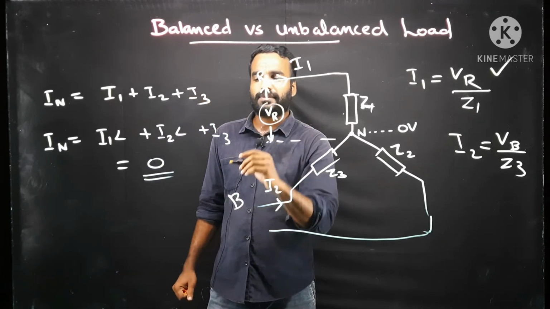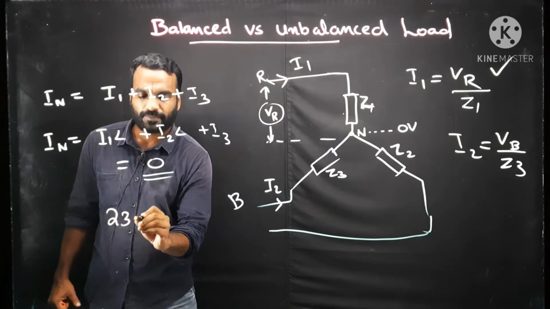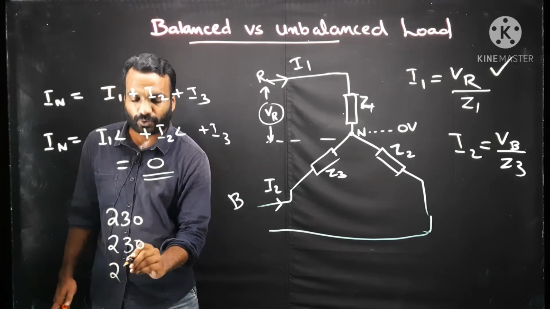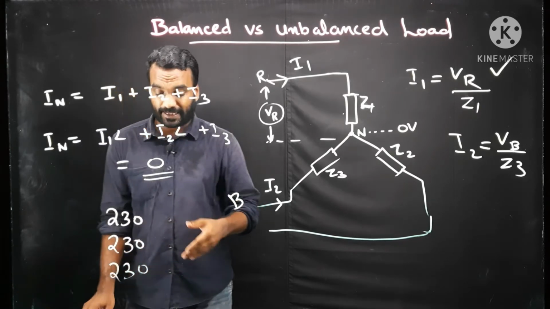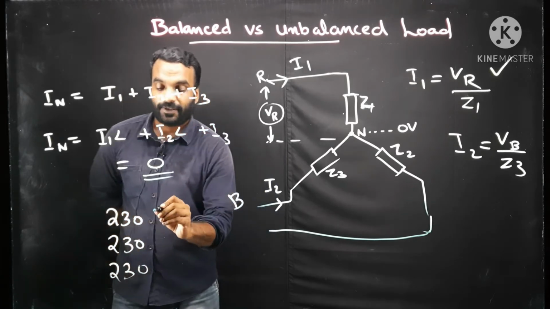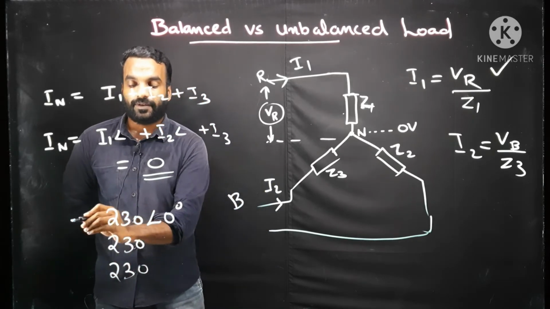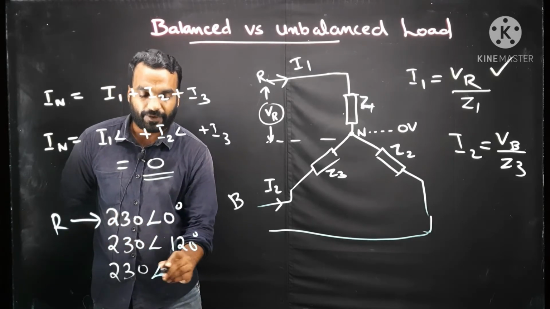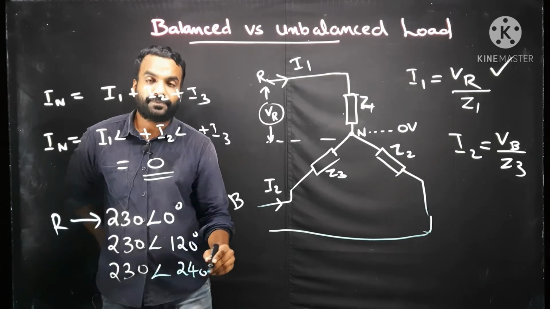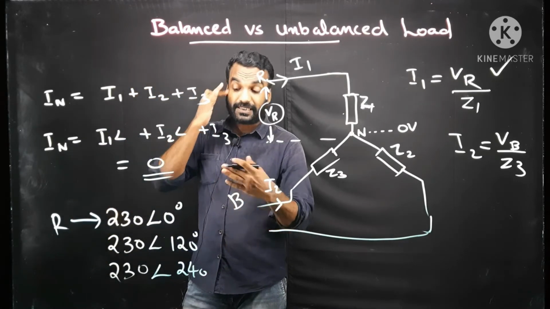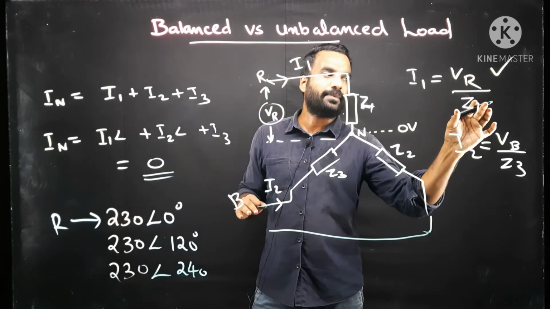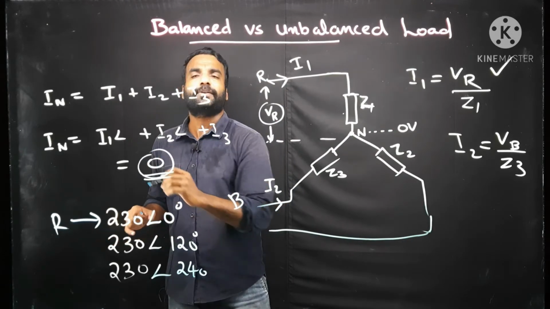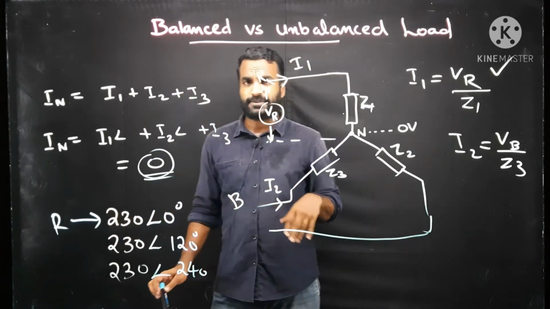Suppose VR is 230 volt, then VY will also be 230 and VB will also be 230. Is that simply correct? You cannot take it like that. The R phase will be V angle 0, the Y phase will be V angle 120, and the B phase will be V angle 240. Like that, there is a phase difference. So this voltage is divided by impedance, and this current also has the phase difference. Then only the resultant will become 0. Otherwise it will not become 0.